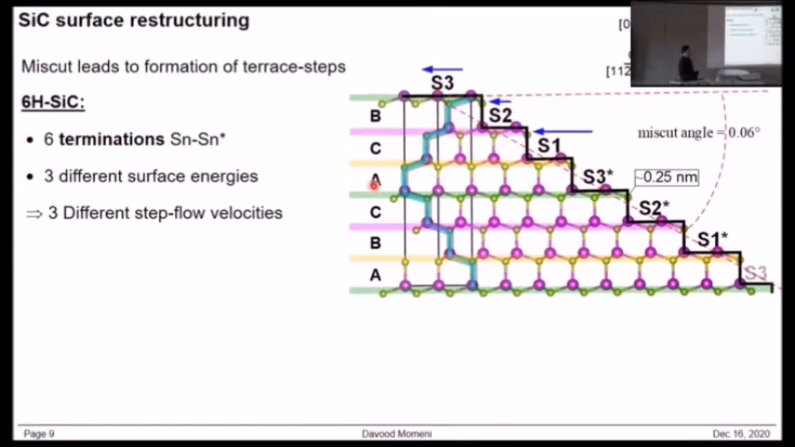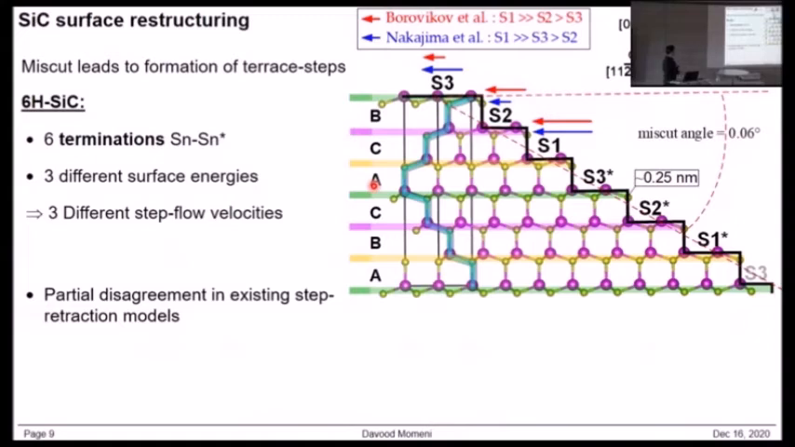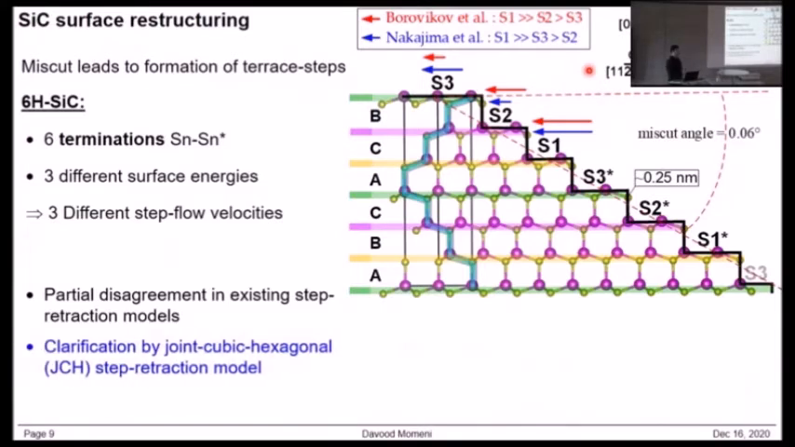But it's not the only step retraction model in the literature. If you look in the literature, you can see there is a kind of discrepancy, as shown by the red arrows here, which I will explain later by introducing a so-called JCH, or joint cubic hexagonal model, to clarify this discrepancy.